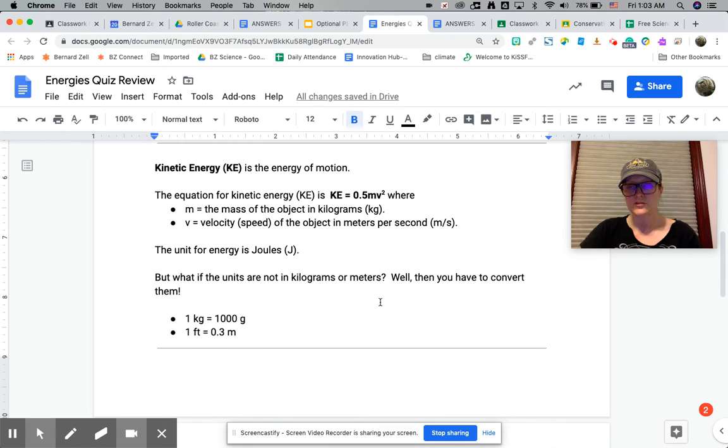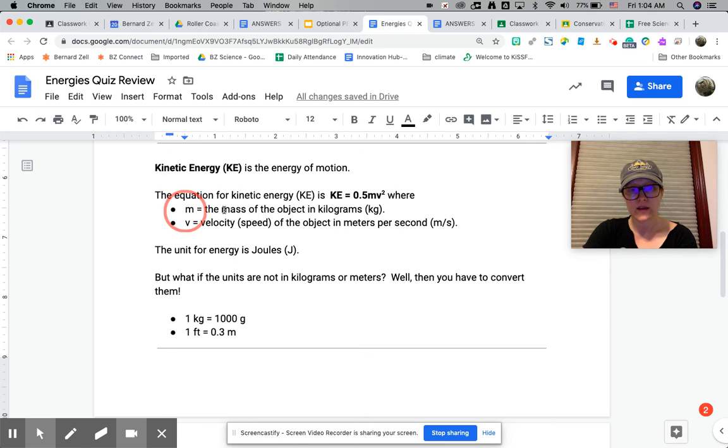And then kinetic energy. Kinetic energy is the energy of motion. So I have my pen here. I let it go, and it moves. Anything that moves has kinetic energy. So you need to know this definition right here. Kinetic energy is the energy of motion. The equation for kinetic energy is 0.5 mv squared. So you're going to need to memorize that.